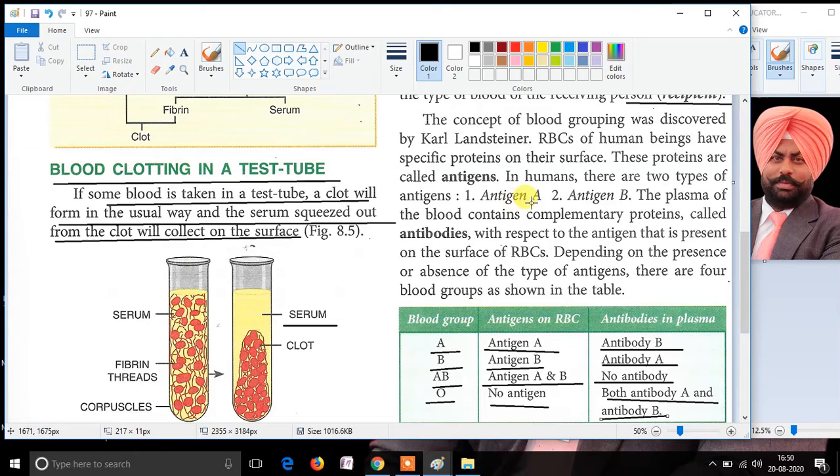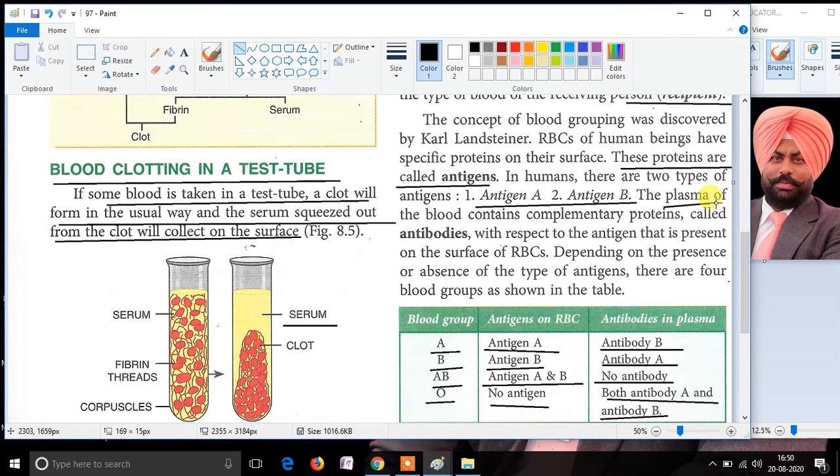Here, we have to understand the antigens. The antigens are actually proteins which are present on the human blood cells. Therefore, we have just now understood that blood group A has antigen A, blood group B has antigen B, blood group AB has both antigens A and B, and blood group O doesn't have any type of antigen in it. These are the specific proteins present in specific blood groups. There are two types of antigens, that is antigen A and antigen B.